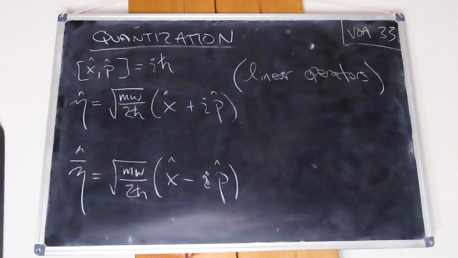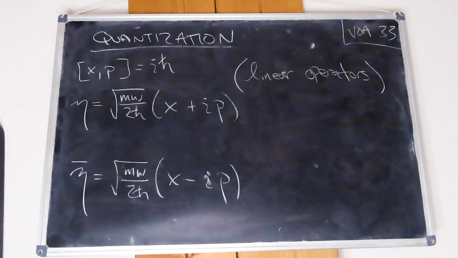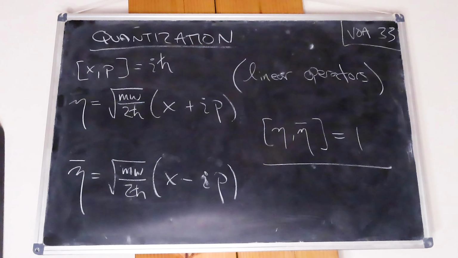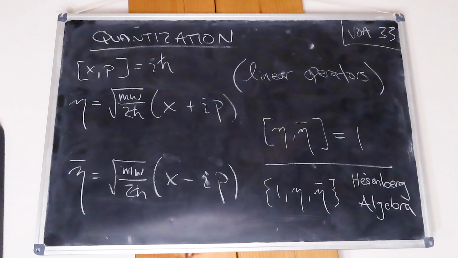Note that some people would like to put carets or hats on their operators, and we'll leave them off as it should be clear from context what we're working with. Now, with this normalization, the commutator of eta and eta bar equals unity, which brings us to a familiar set of operators, 1, eta, and eta bar. It's a fun toy example of the Heisenberg algebra.